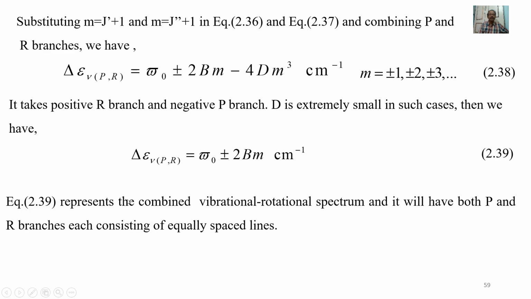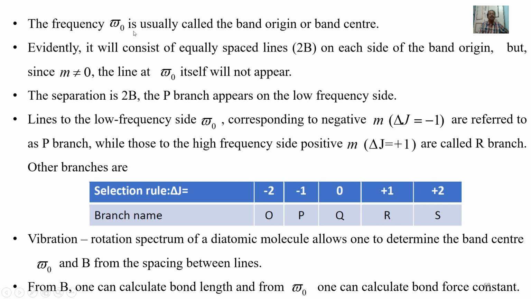This equation represents the combined vibrational rotational spectrum, and this will have both P and R branches. Each consists of equally spaced lines, which is nothing but 2b. The frequency omega naught is usually called the band origin or band center. Evidently, it will consist of equally spaced lines, 2b on each side of the band origin. But since m is not equal to 0, the line at omega naught itself will not appear. The separation is 2b.